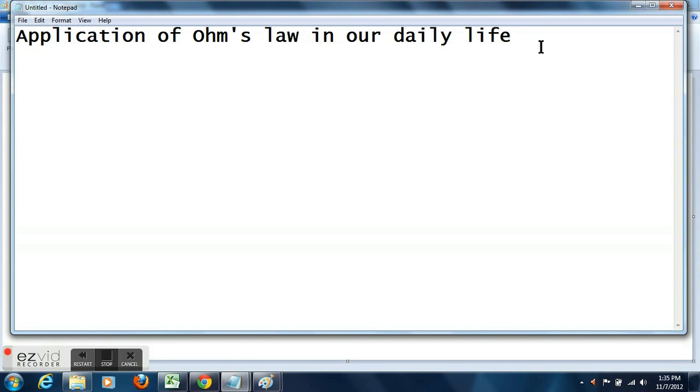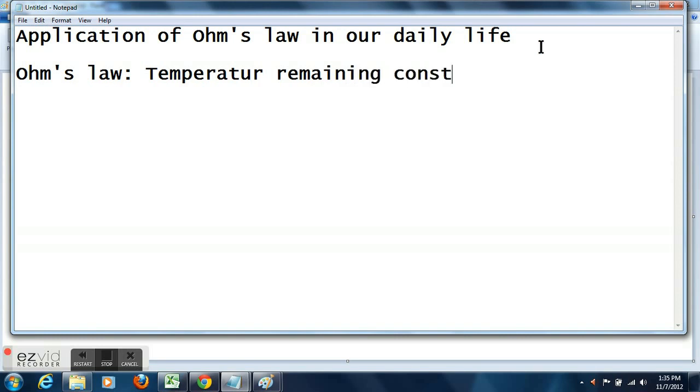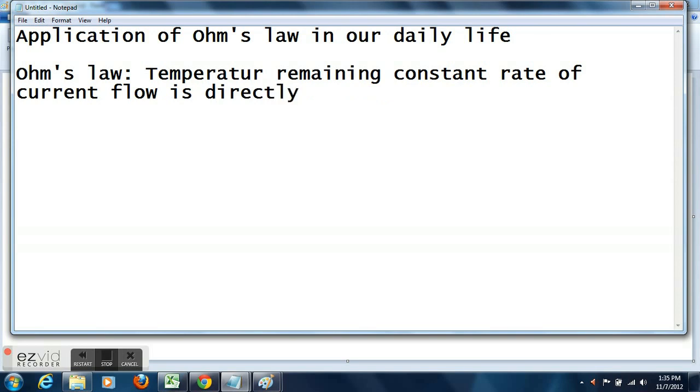We use Ohm's law in our daily life, but let me give you one example where we can really feel how it is working. Now first let us revisit what Ohm's law is. It says that, temperature remaining constant, the rate of flow of current through an electrical conductor is directly proportional to the potential difference.